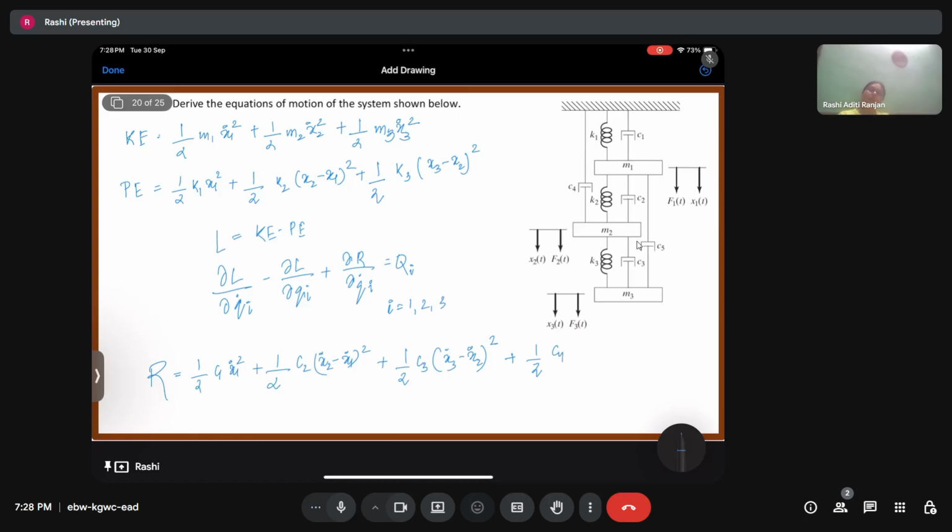Now for C4, C4 is connecting the reference to M2. So technically C4 is just dependent upon the velocity of M2. It does not depend upon any kind of a relative term. So we'll have C4 x2 dot square. And the last one, which is half into C5. Now C5 connects M1 and M3. It is skipping M2 and connecting M3. So C5 will depend upon the relative displacement between the M3, sorry, not relative displacement, it should be relative velocity. So M3 and M1: C5 (x3 dot minus x1 dot) square.